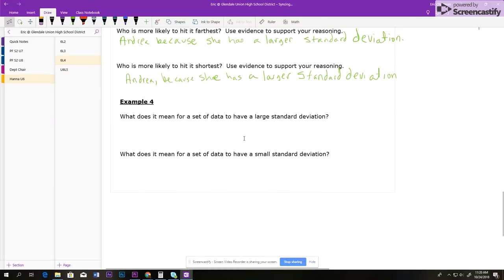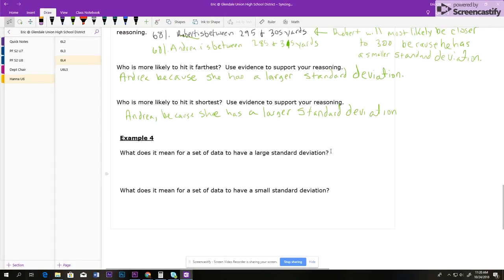Let's go to example 4. What does it mean for a set of data to have a large standard deviation? It means the data is more spread out and has a larger range between the min and the max.